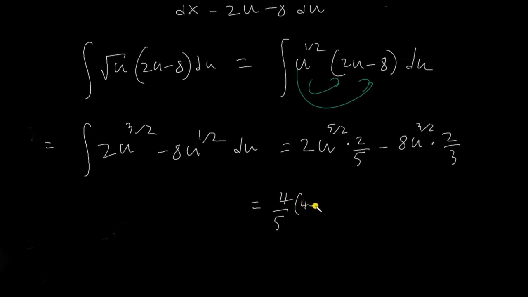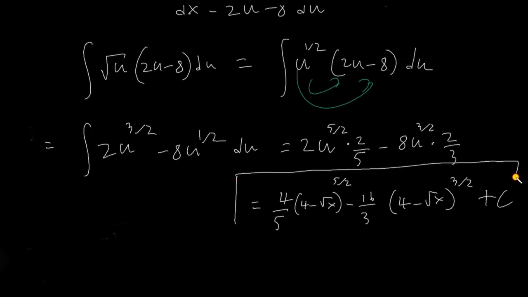So 4 minus the square root of x to the 5/2. Did I give myself enough space here? Minus, and then 16 over 3. Yeah, I did. Okay. 4 minus square root of x to the 3/2. And since this is an indefinite integral, do not forget your plus c. And with that, we are done with part D and finished with question 2.